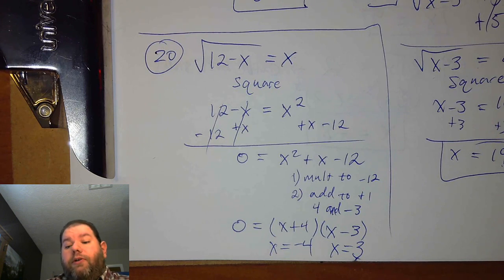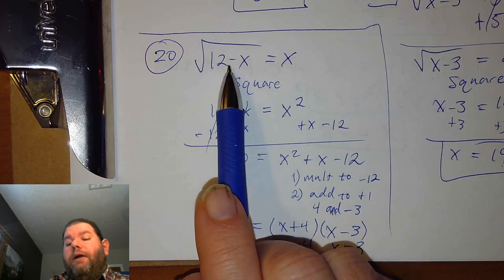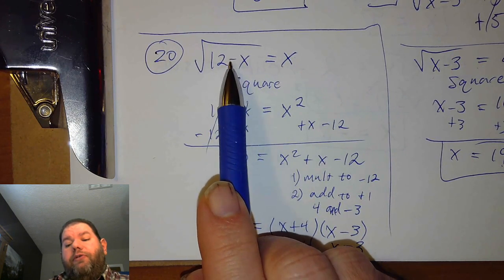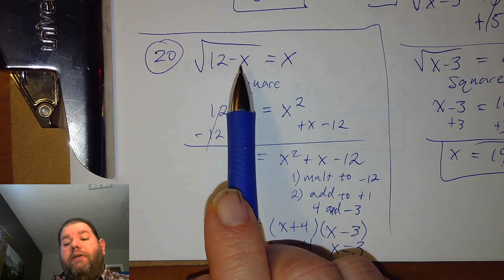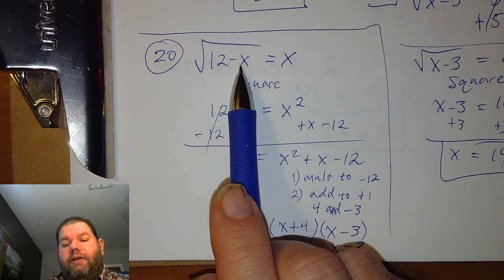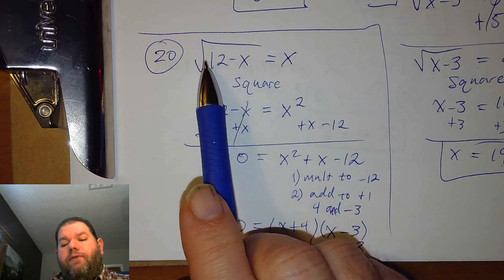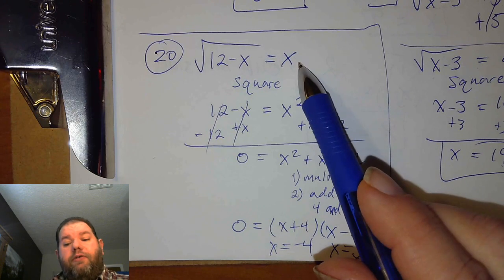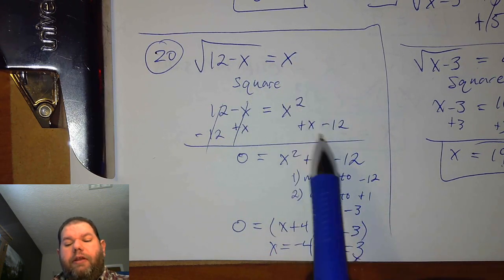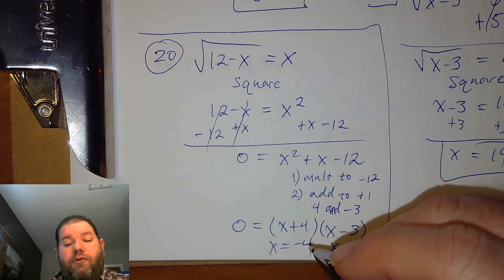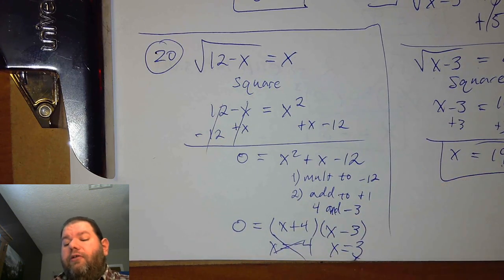Now, we want to, again, check those answers in the original problem and make sure both are valid. So x equals negative 4, we'll start there. 12 minus a negative 4, well, we're subtracting a negative, so we know that turns into a positive. 12 plus 4 gives us 16. Square root of 16 is positive 4, and x itself is negative 4, so we end up with 4 equals negative 4. Well, that's not true. 4 is not equal to negative 4, so we can rule out negative 4 as a valid solution.